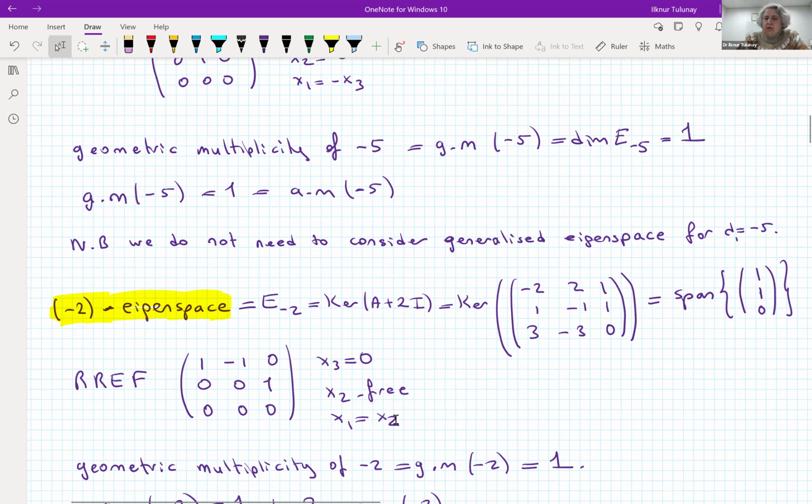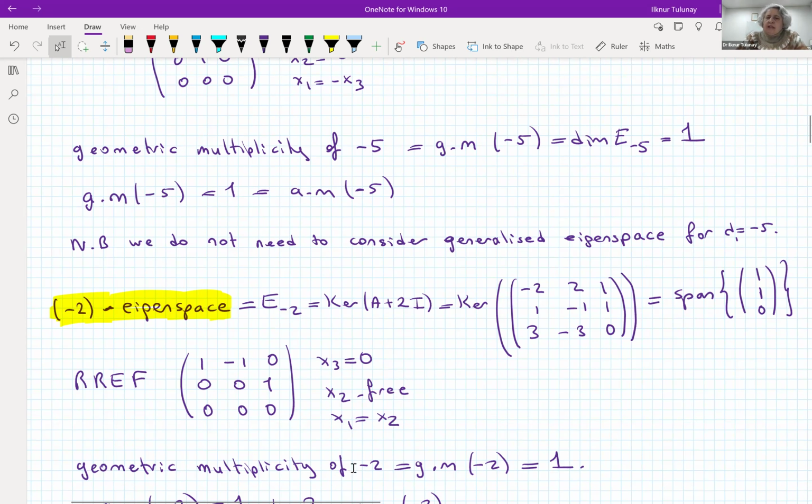What is the basis for this one? It's just one vector because we have one free variable. If you put x3 as 0, so this has to be 0. If you put x2 equal to 1, x1 is equal to 1. So we have (1, 1, 0) for the basis. This is a basis vector for this eigenspace. The dimension of this kernel, the dimension of this space, is 1 because we have only one vector which spans everything.